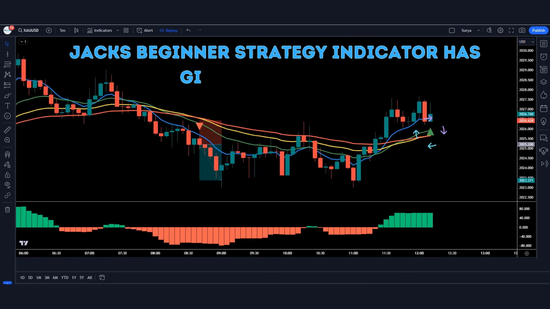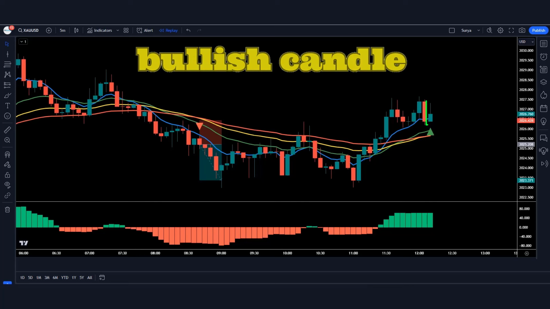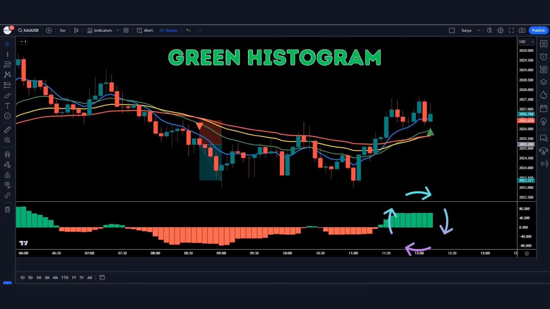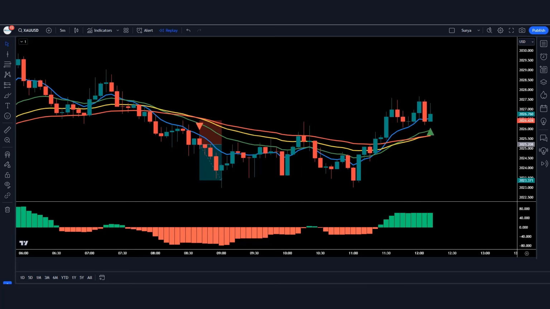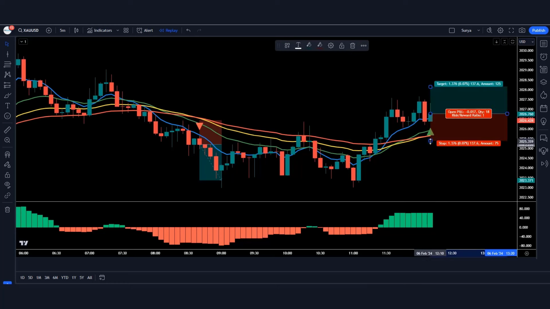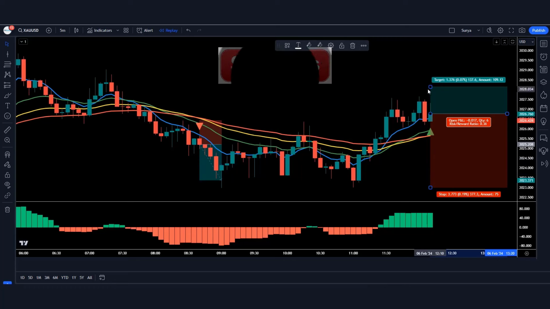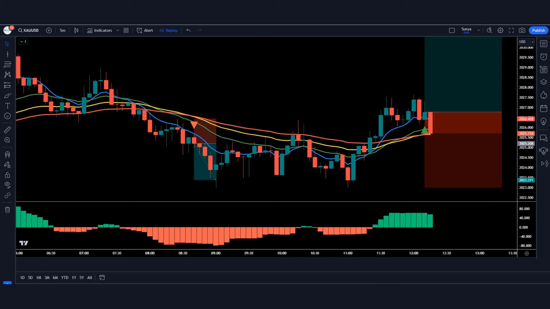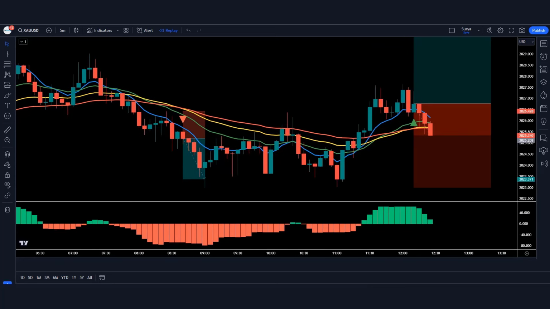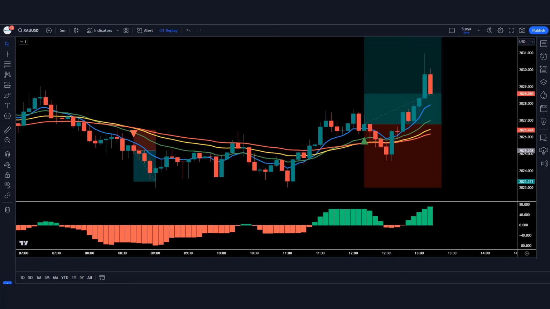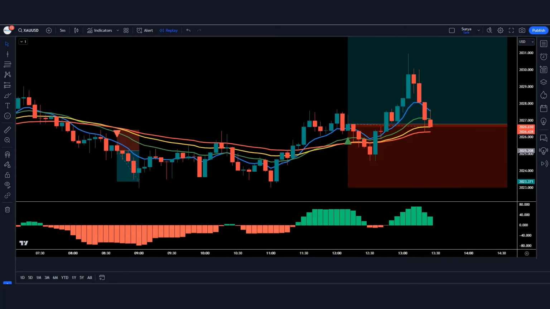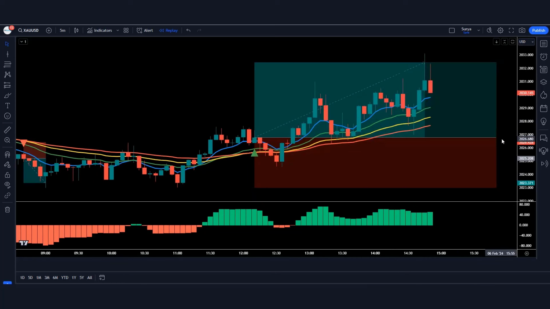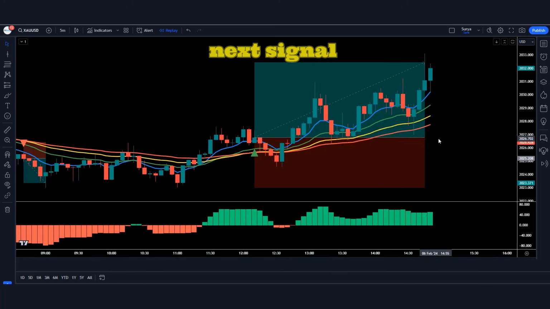Jack's Beginner Strategy Indicator has given a buy signal. The market has formed a bullish candle. The histogram indicator has created a green histogram. All these conditions are fulfilled. Therefore, we will take buy orders and keep the stop loss at the previous low of the market. And the risk-reward ratio will be 1 to 1.5. Let's see what happens to our buy order. Our trade is running in profit. The market is completely on target. Let's see the next signal.